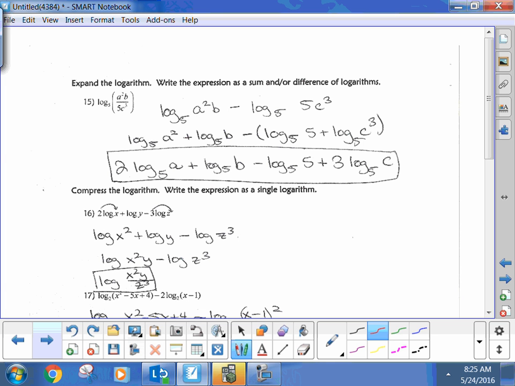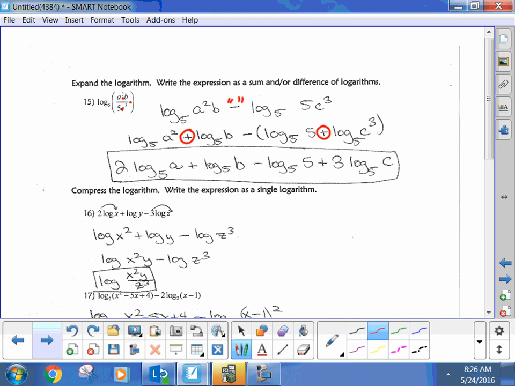Okay, moving on to this one. One of the biggest things you've got to remember when you work with logs is that this division that you see here shows up as a minus right here. So that's the first thing I did. If you notice, everything stays the same. I just took them apart and wrote the same base. And then after that, each multiply you see here shows up as a plus. So multiply there, plus there.